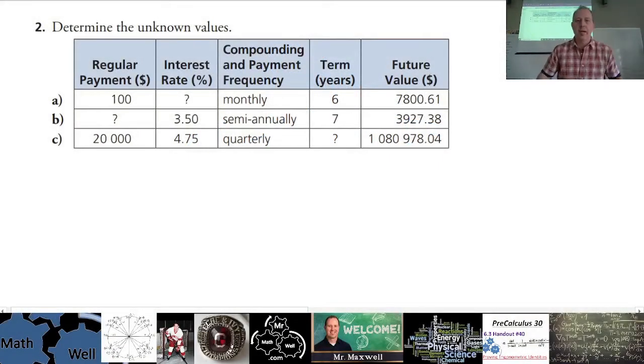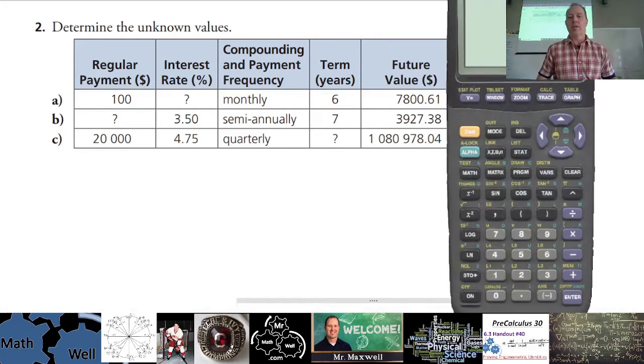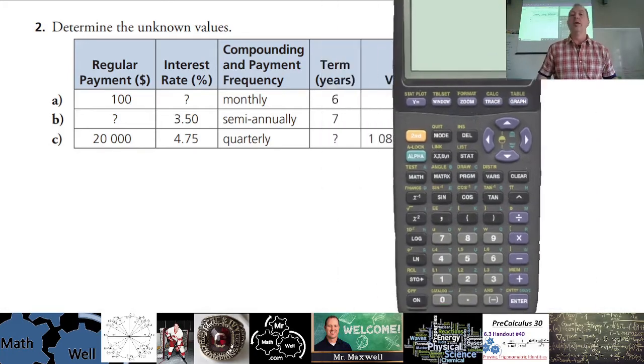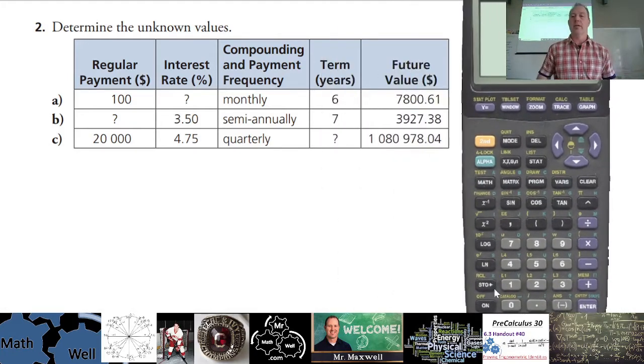All right, so determine the unknown values. This is section 1.5, Foundations of Math 30, investing involving regular payments. We are going to be using the TI-83 calculator here to help us determine unknown values. So if you have one of these in front of you, just a reminder, this is how you get there.